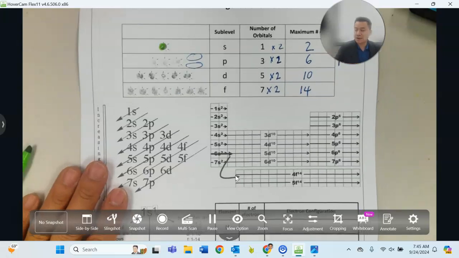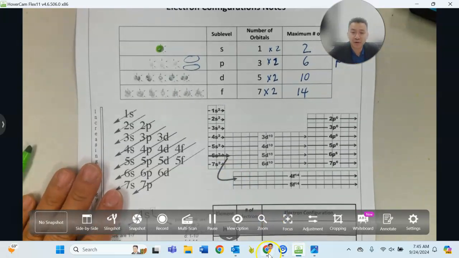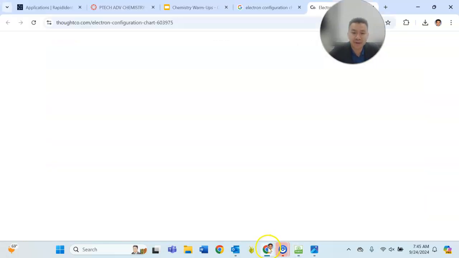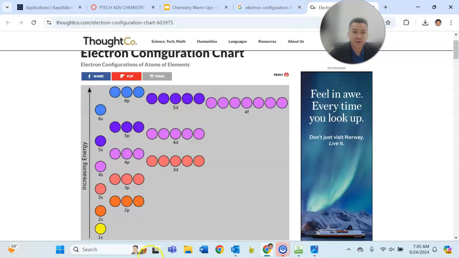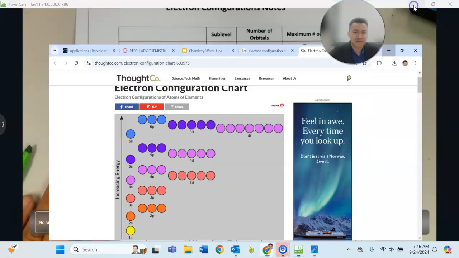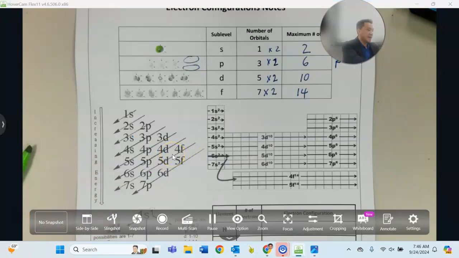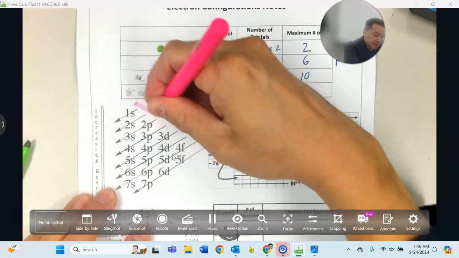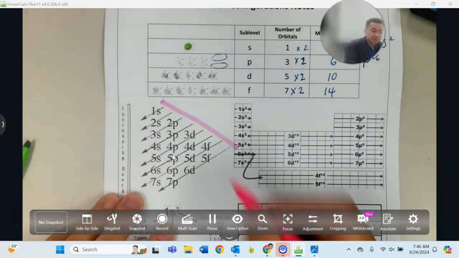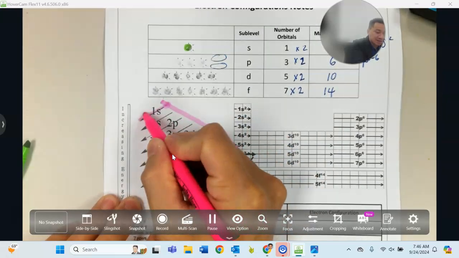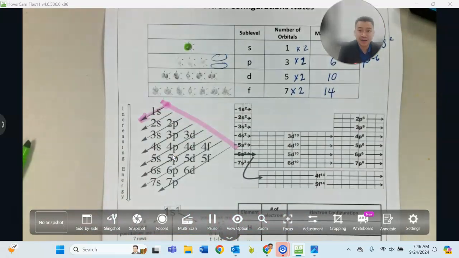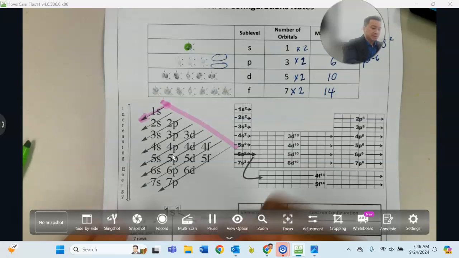So earlier when I mentioned the order of those things, let me pull that up again. The order of these things, look, 1s, 2s, 2p. You don't have to memorize it. We have this thing called the diagonal rule. That diagonal rule works as follows. You start from this pink line I'm drawing here. It's called the diagonal rule, so we're not going to read it left to right. Do not read it left to right. You have to read it diagonally.